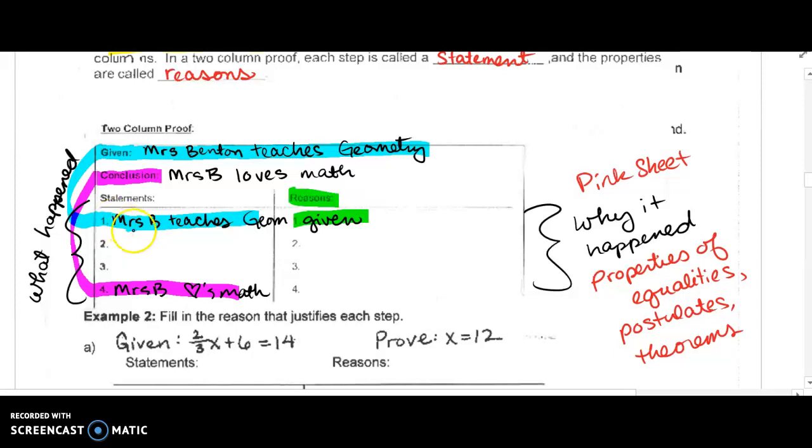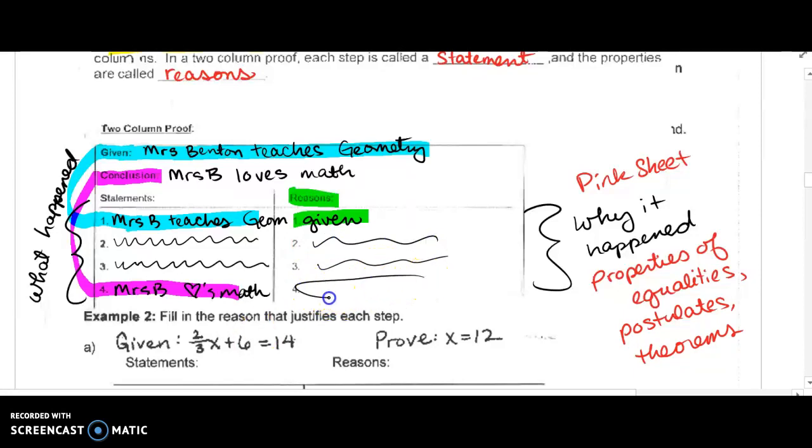Okay, and then along the way you're going to say, because Ms. Benton teaches geometry, she must like geometry. And then because she loves geometry, she must love math, and you're going to have some stuff fill in the middle. Your final conclusion is going to be another one of these properties of equality, a postulate or a theorem. It is not ever going to be a conclusion or a proof.